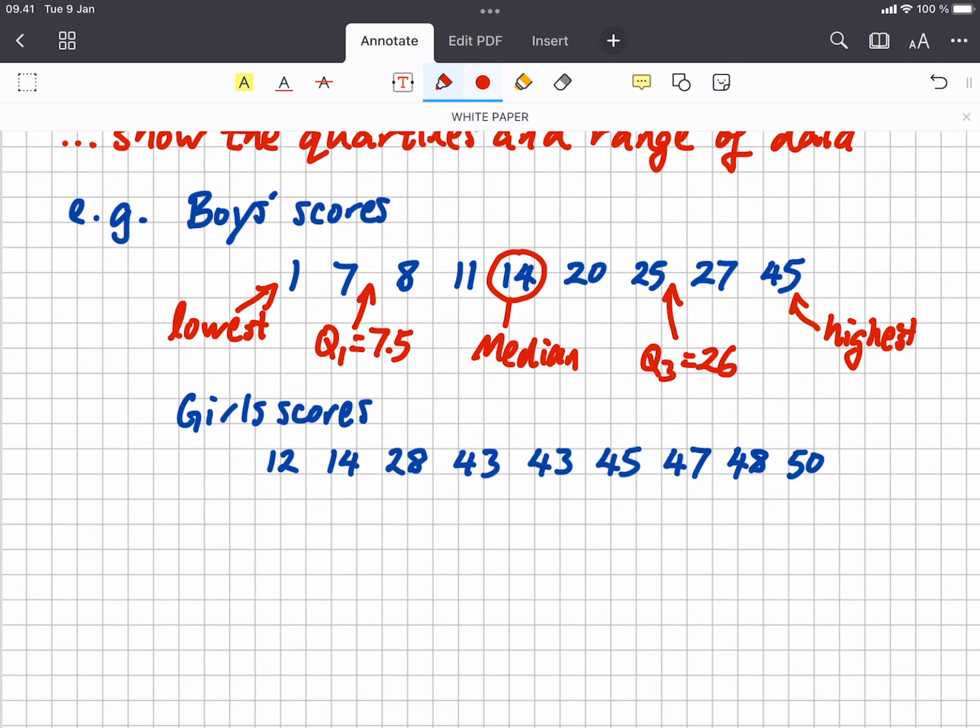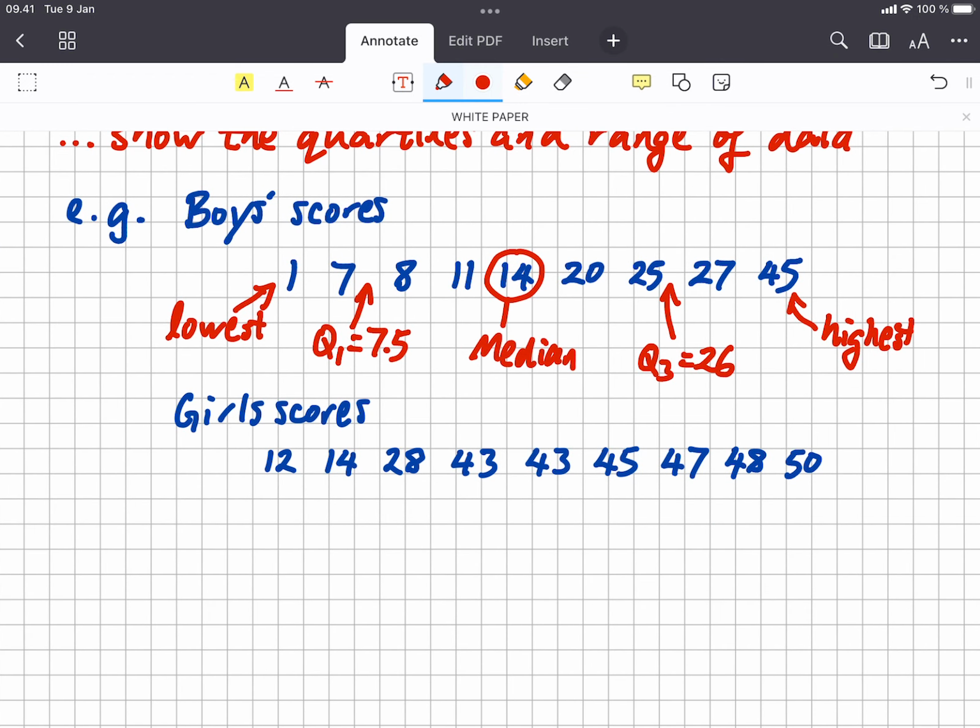And then similarly for the girls, the lowest is 12. The highest is 50. The median is, where is the median? Let's just count these. The median is 43. And then there's 4 below the median.